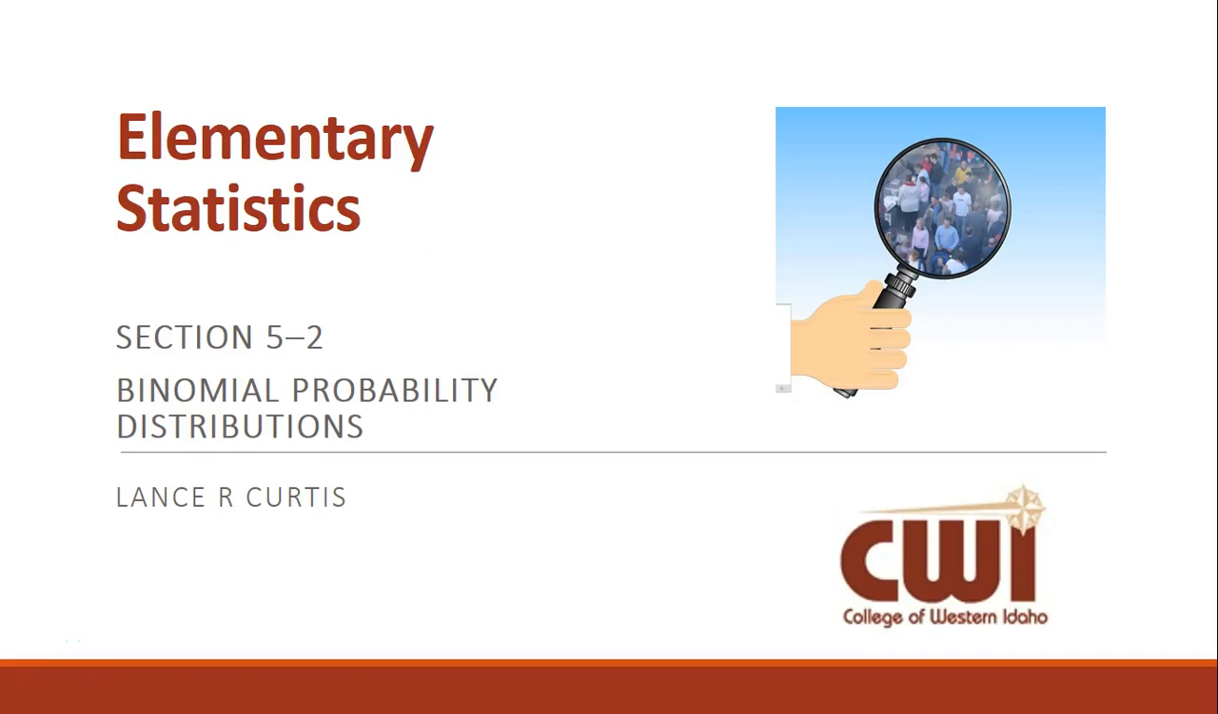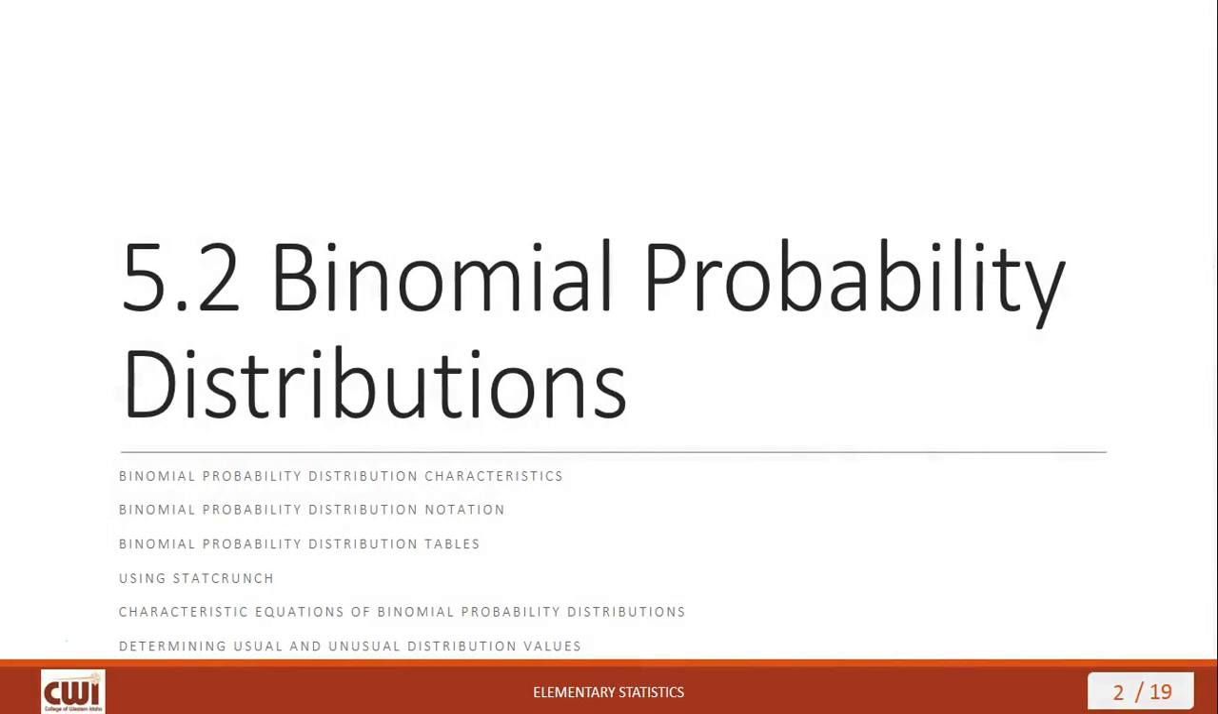I am Lance Curtis, and this is the lecture for Section 5.2, Binomial Probability Distributions. So in this lecture, we're going to examine binomial probability distributions. We'll look at its characteristics, different notations associated with binomial distributions. We'll look at using probability distribution tables to calculate probabilities, as well as how to use StatCrunch to get those values. We'll look at some characteristic equations for the binomial probability distribution, and then we'll use those characteristic equations to determine usual and unusual distribution values.